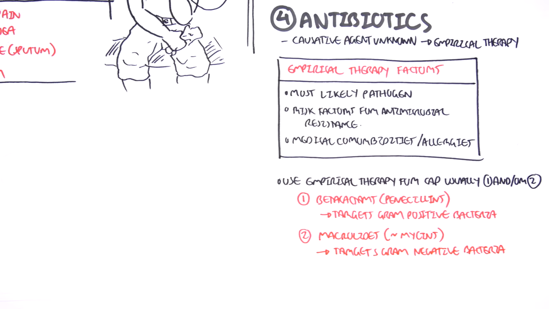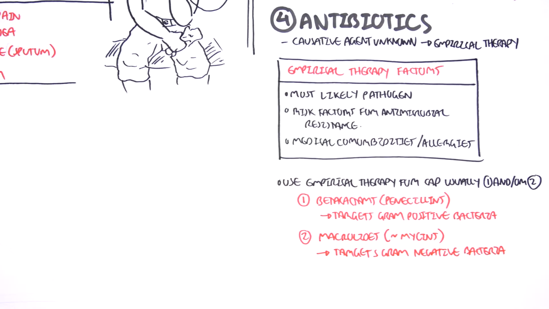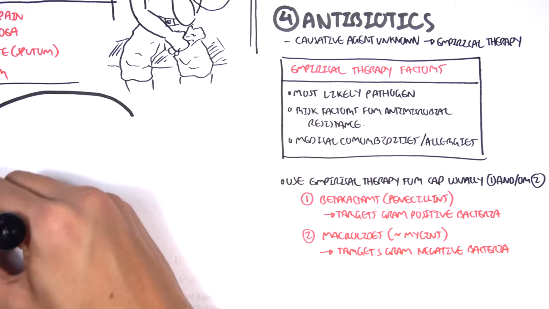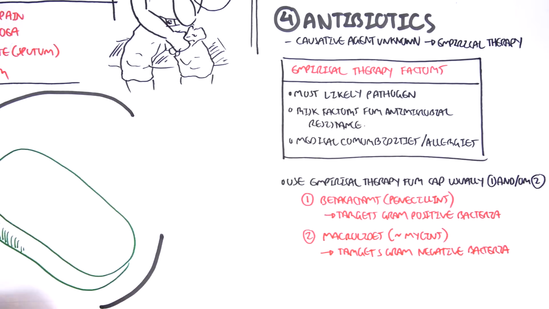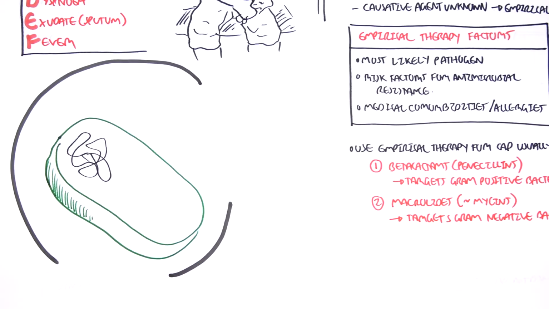But essentially what you're doing with empirical therapy is that you are trying to cover the most likely causative agent being the bacteria. Of course, it might not be a bacteria, it might be a virus, and so you have to perform further investigations until you find the causative agent. But the empirical therapy is important so that it can cover the main culprits, the bacteria, if they are the cause. So how do these antibiotics work?